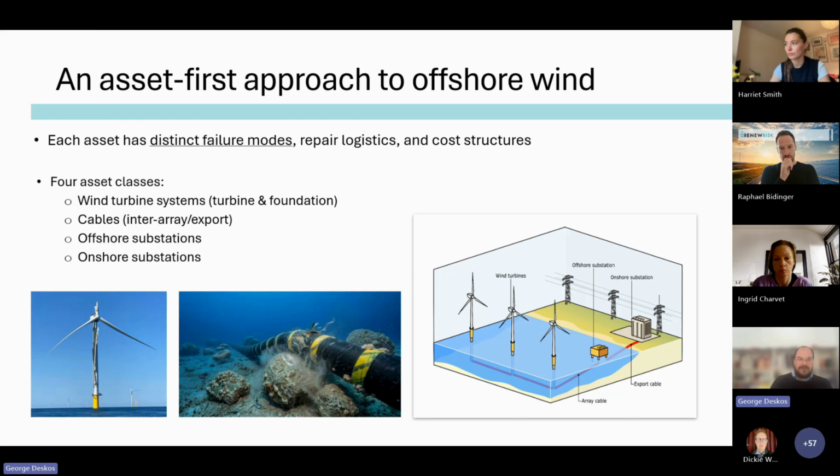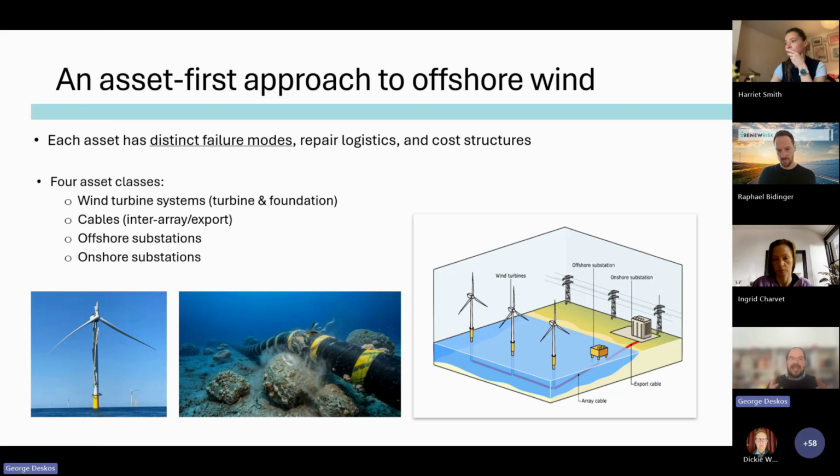And the different assets we have, as you can see, here's a mock-up, for example, of a wind farm. What are the assets that it will consist of? We have wind turbine systems that include both the upper structure, the turbine, if you want, the wind generator, and the foundation. We have cables, which are both inter-array, connecting the different turbines together, as well as export. That means it takes the power and transports that to the land. And of course, there are some offshore substations that have to transform the voltage, and then obviously onshore substations.